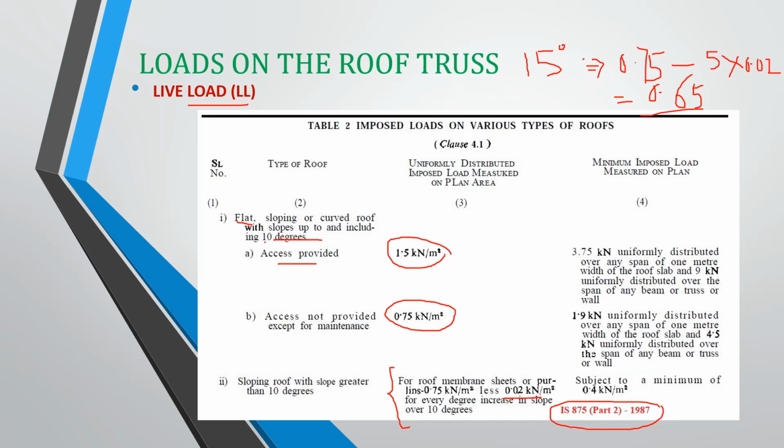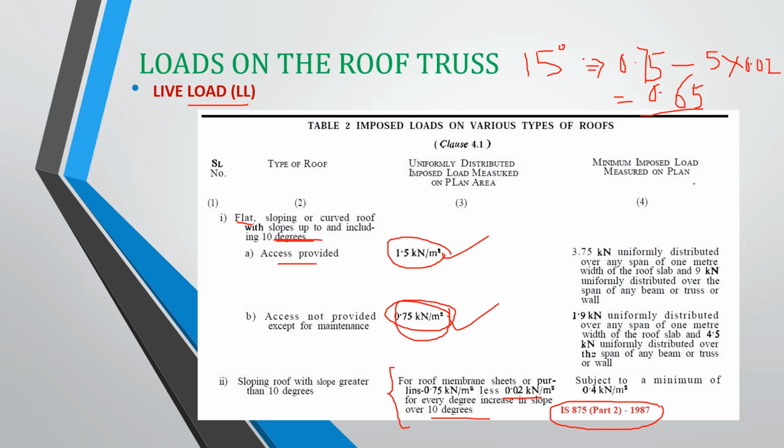So these are the values of live load. I will repeat again. For slope up to and including 10 degrees, if access to the roof is not provided except for maintenance, then our live load will be 0.75 kilonewton per meter square. If access is provided, double it, 0.75 into 2, means 1.5 kilonewton per meter square. And for slope greater than 10 degrees, we have to subtract from this 0.75 kilonewton per meter square, 0.02 kilonewton per meter square for every degree increase in slope from 10 degrees.